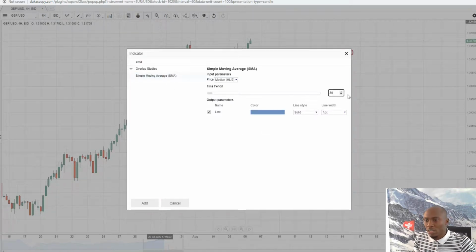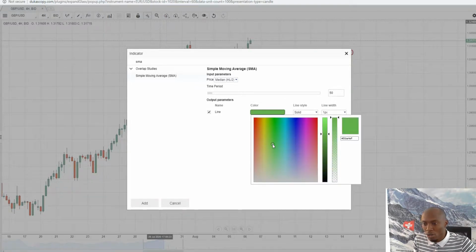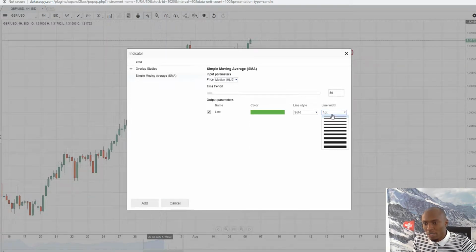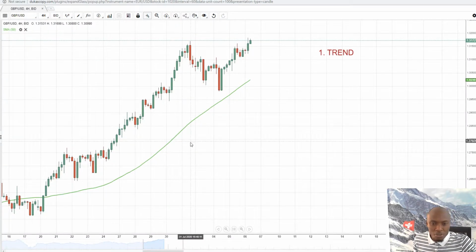So let me just say this is the moving average. I put 50, and let me color it green and increase it. So this is the 50. This shows that the trend, mostly on the 1 hour time frame, is an uptrend.